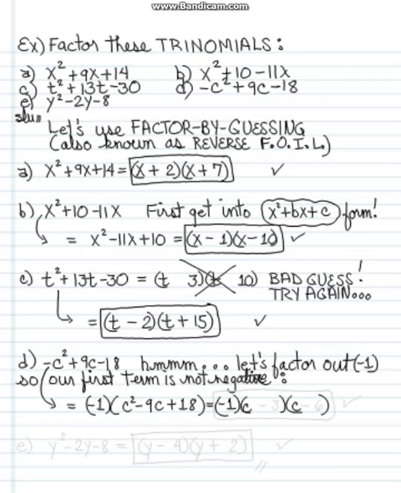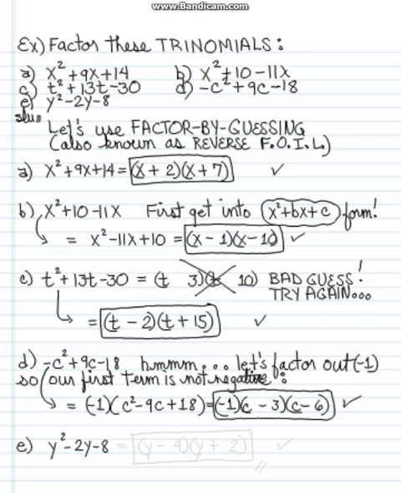Put our 2 parentheses up there. First times first has to give us the c squared, so we'll put c's in each of those positions. Now last times last has to give us a positive 18. A 3 and a 6 will give me a positive 18. Either both the 3 and the 6 have to be positive to give me 18 when I multiply, or they both have to be negative to give me positive 18 when I multiply. Since the middle term is a negative 9c, I'm going to make both the 3 and the 6 negative. Now FOIL that, and you'll see that if you do first times first, outer times outer, inner times inner, and last times last, that's good factoring. It gives us c squared minus 9c plus 18.